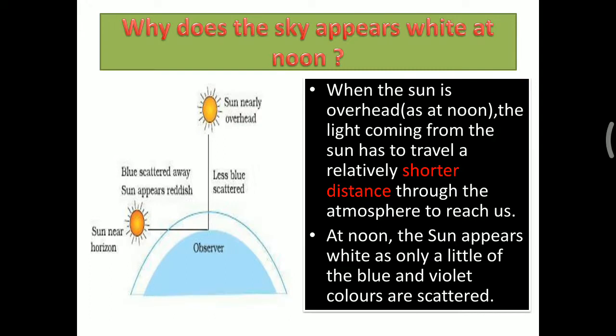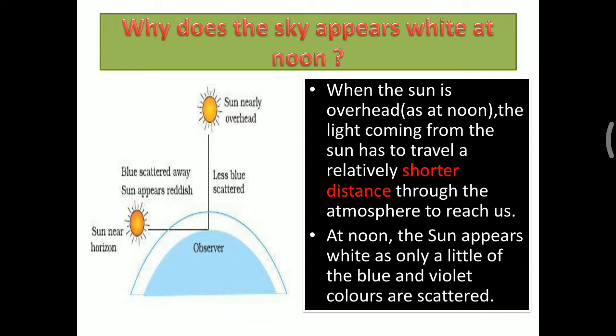Why does the sky appear white at noon? When the sun is overhead, as at noon, the light coming from the sun has to travel a relatively shorter distance through the atmosphere to reach us. At noon, the sun appears white as only a little of the blue and violet colors is scattered. So during noon time, the scattering of light is less. So the sky appears white. Because it has to travel only a shorter distance.